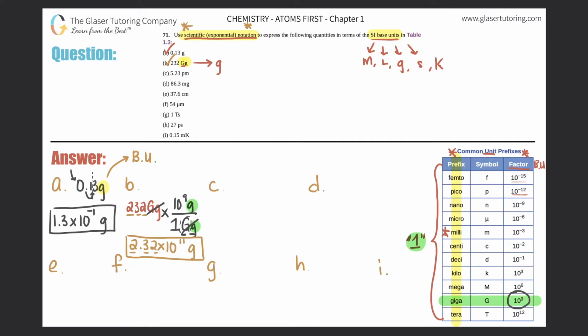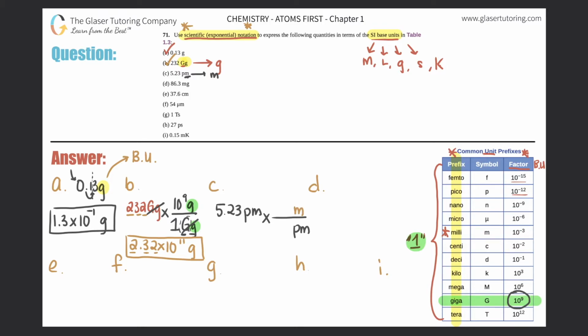Moving on. 5.23 picometer. There we go. We got a prefix, so we got to convert it to its base unit, which is going to be the meter. Not gram anymore. You got to follow what is in here. So multiply by that ratio. Picometer goes on the bottom because it goes on the opposite side. Meters goes up on top.